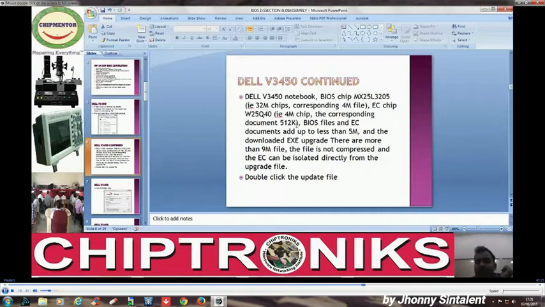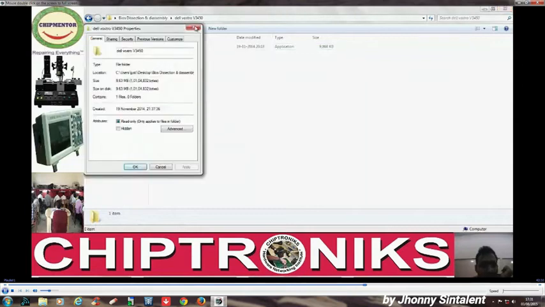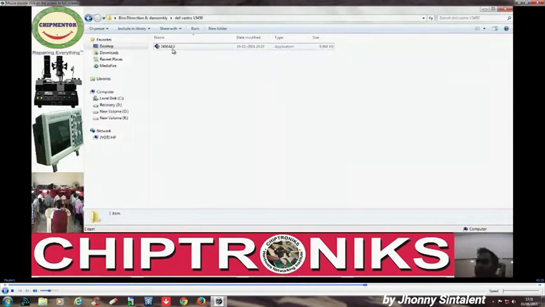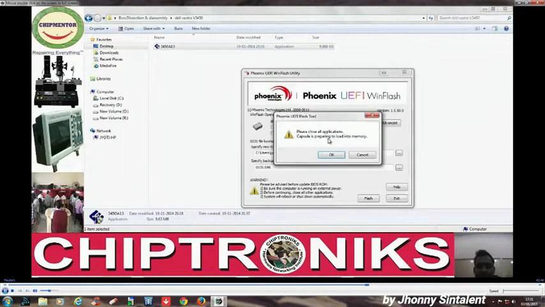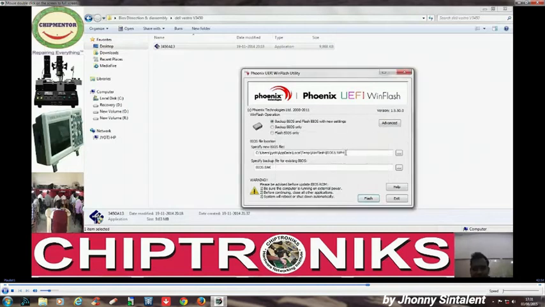512 KB, right? Less than 5 MB, but the exe update is 9.63. So what we have to do is we have to extract this. So let us double click, and let the system respond. Yes, it has extracted.